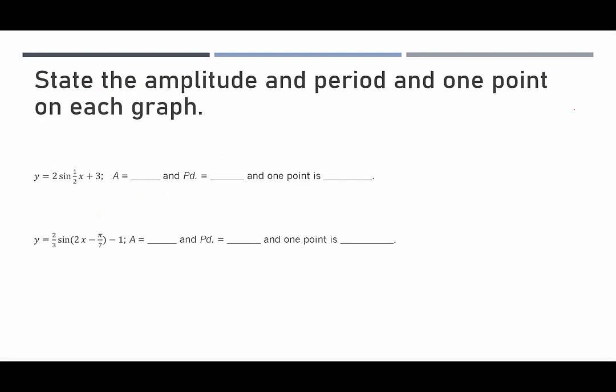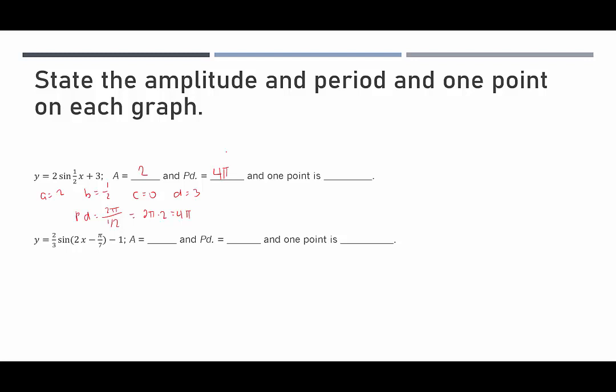Okay, so for each of these, we're going to state the amplitude and period and one point on the graph. I'm going to label everything. So a is 2, b is a half, c is 0, and d is 3. Amplitude is found by taking the absolute value of a, so it's going to be 2. The period is found by taking 2 pi and dividing it by b, so it's 2 pi divided by a half. This is the equivalent of 2 pi times 2, so the period here would be 4 pi.